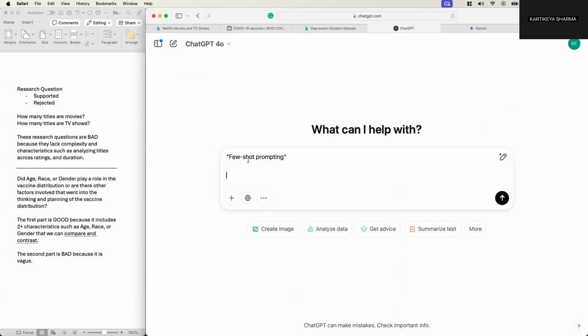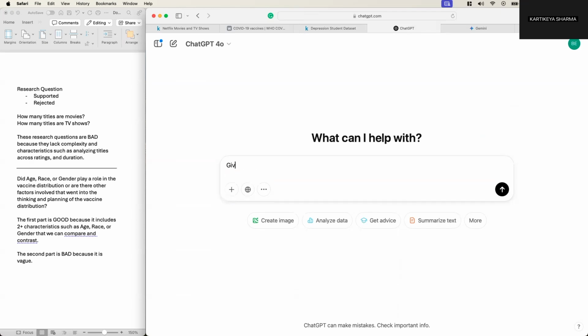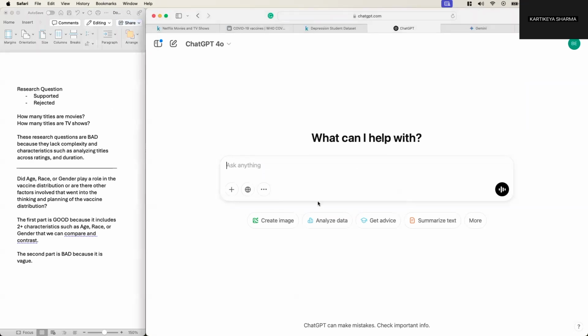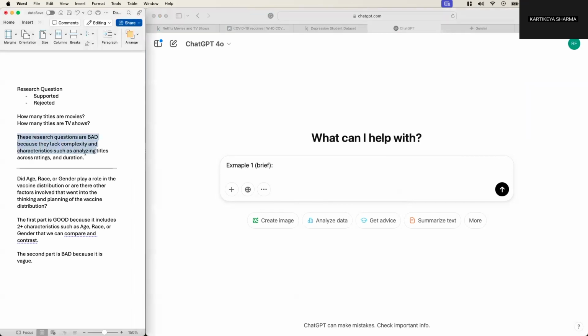And then given these examples, the model can actually learn better and give us a better output based on our context. A naive approach would be to just say, give me a few research questions on depression student data set. This would be quite a naive approach because there's no context. The AI model doesn't understand what we know to be good and bad. It doesn't understand what depth of research question we're looking for. So now that we have these examples, we can form a prompt using this few-shot prompting strategy to help us create better brainstorming ideas for research questions. So I'm going to first say example one, and I'm going to say that this is a brief example. I'll copy the exact statement.